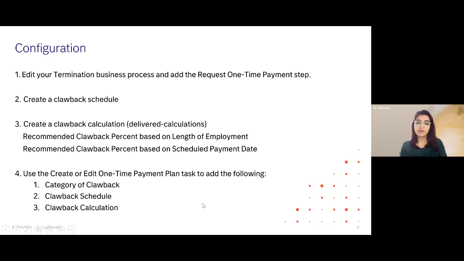Workday will be delivering these two clawback calculations. The first one is the recommended clawback percent based on the length of employment. The second is the recommended clawback percent based on scheduled payment date. So based on the length of employment or the scheduled payment date, we can prorate the amount that we want to be clawed back while we are terminating the employee. And then we need to add the category, the clawback schedule, and then the clawback calculation in the one-time payment plan that we want this feature to be attached to.